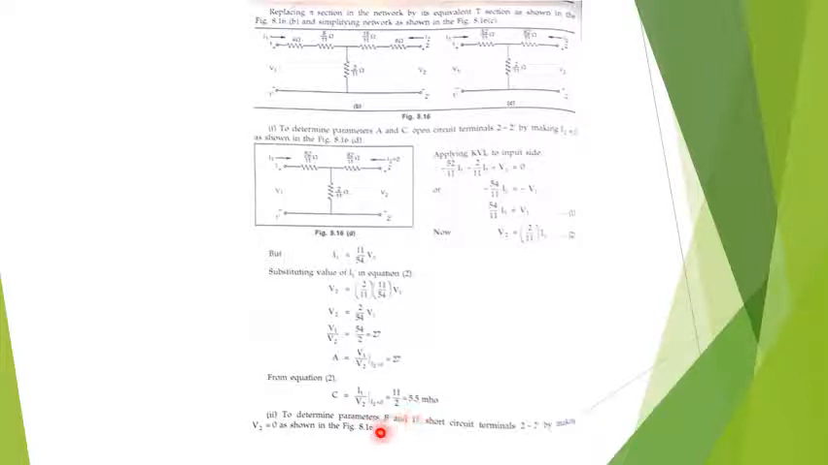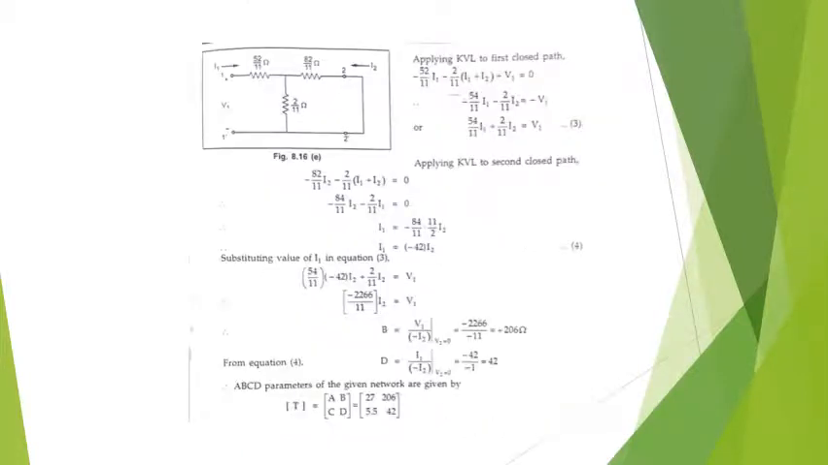To determine the remaining 2 transmission parameters B and D, I have to short circuit the output port or put V2 equal to 0. When I do that, we'll find that here, if I apply the KVL to the first loop, the input side, then minus 52 by 11 ohms, minus 2 by 11 into I1 plus I2 plus V1 is equal to 0. So when I simplify this, I get the equation as shown in equation number 3 here.